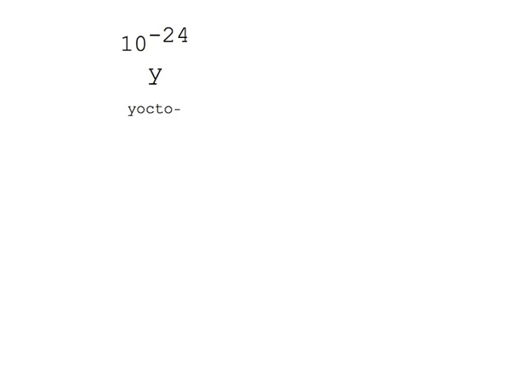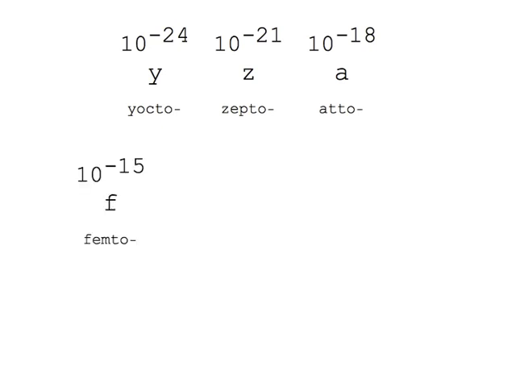10 to the minus 24th uses the prefix yocto, abbreviated by a lowercase y. 10 to the minus 21st uses the prefix zepto, abbreviated by a lowercase z. 10 to the minus 18th uses the prefix atto, abbreviated by a lowercase a. 10 to the minus 15 uses the prefix femto, abbreviated by lowercase f. 10 to the minus 12 uses the prefix pico, abbreviated by lowercase p.